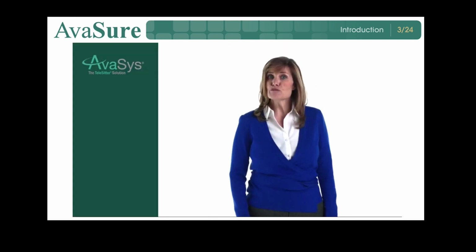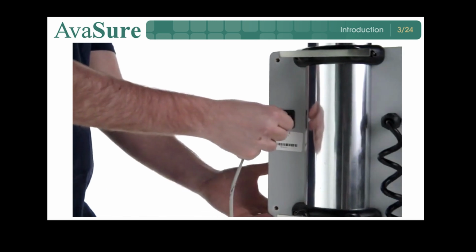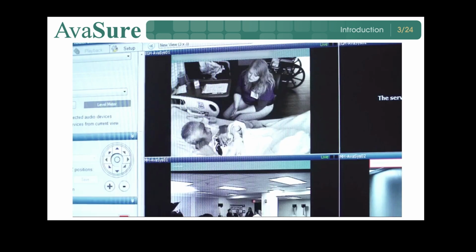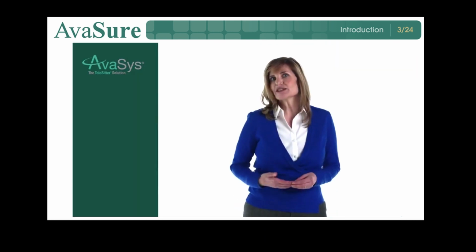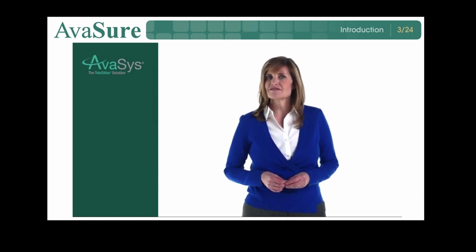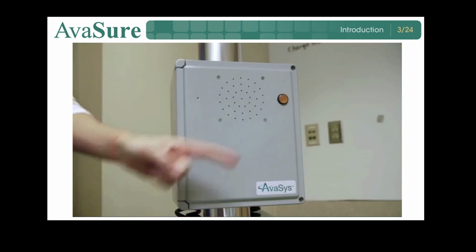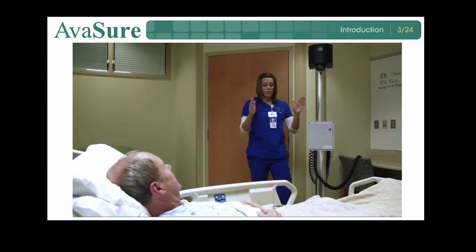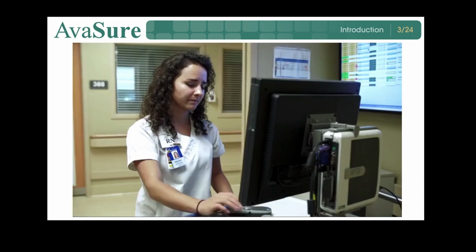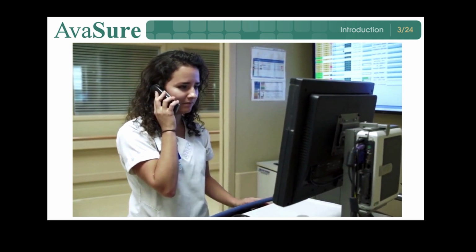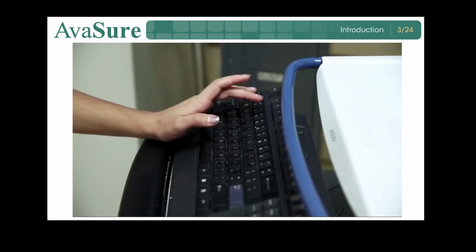If it is a wired mobile unit, the Ethernet cable must be plugged in as well. Then, the AvaSys observer confirms that the monitor is on and working properly. This usually takes about 2 minutes. Finally, the nurse provides patient and family education about AvaSys monitoring, and if appropriate, the nurse introduces the observer to the patient.